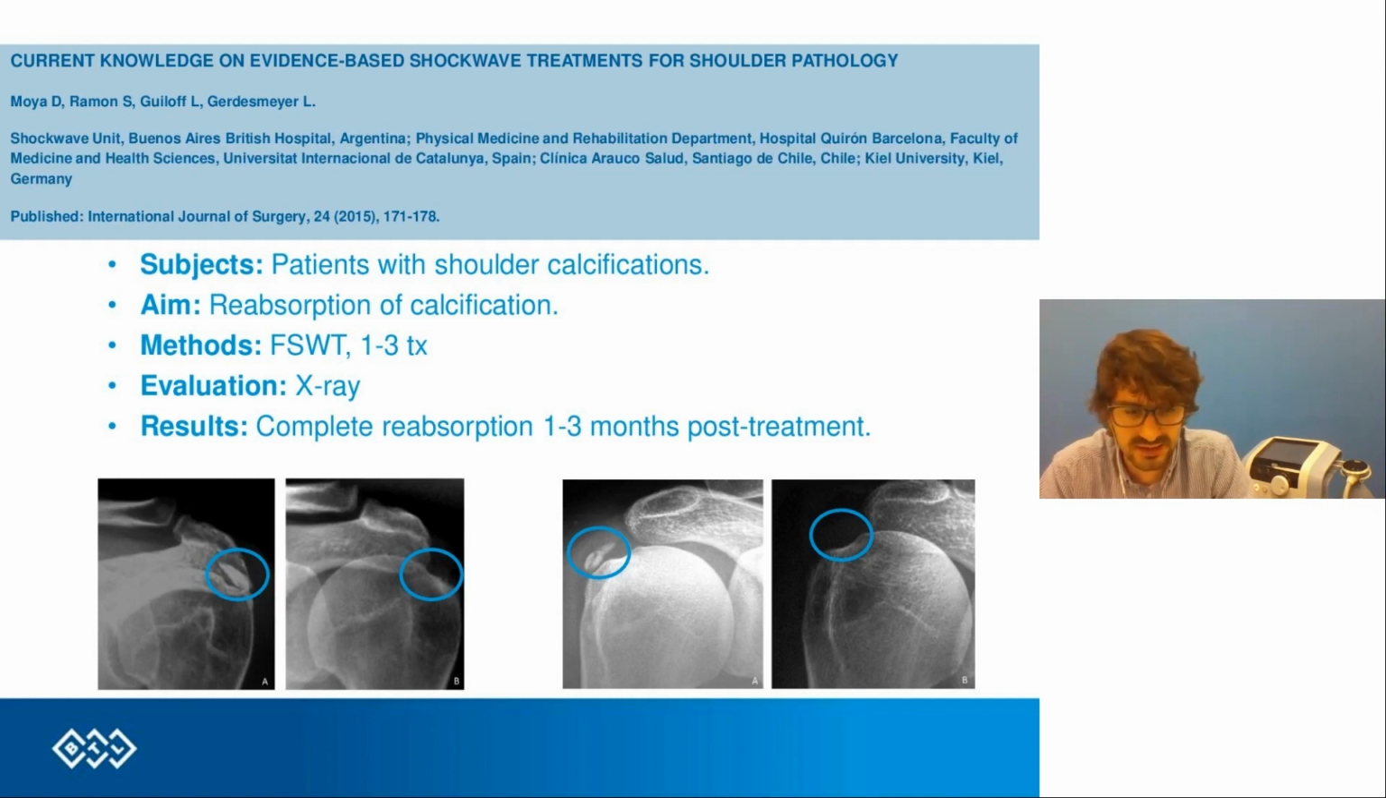The results in the second picture are after only one session of the focused shockwave device, and the follow-up was done at 1 month. So you can see that only one treatment helped the patient eliminate the calcifications in the supraspinatus, even in a short time period such as 1 month. The second patient has a follow-up of 3 months and 3 sessions of the focused shockwave treatment.